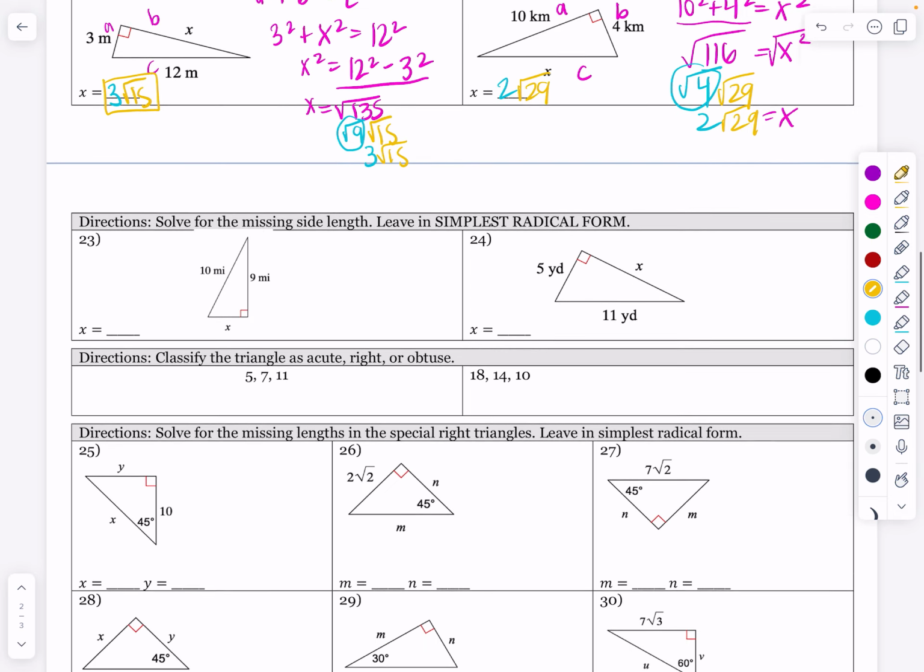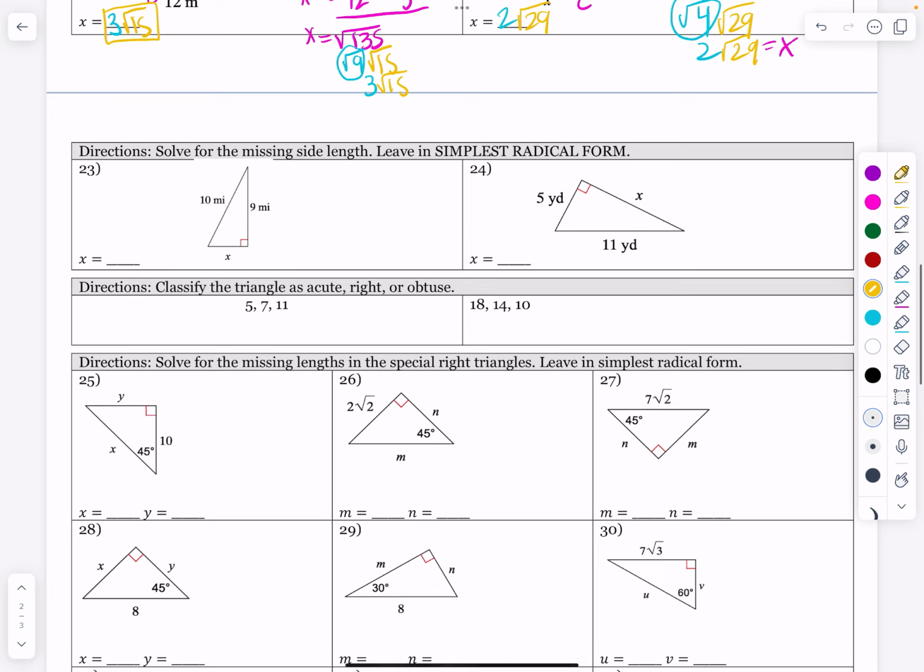So our directions are the exact same for number 23 and 24. We just rewrote those directions so that you would not forget to leave them in simplest radical form, not the decimal answers. And so I'm going to be labeling them. There's A, there's B, there's C. It's a right angle. And there's my hypotenuse. So x squared plus 9 squared equals 10 squared. So, of course, whenever we're doing this quickly, we know to move that 9 squared over, and then we can type that whole thing in.